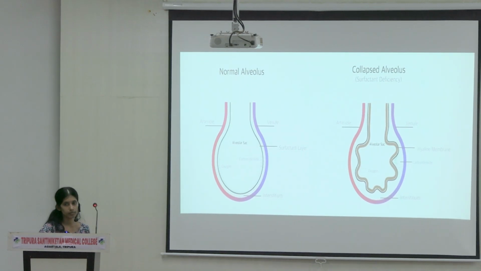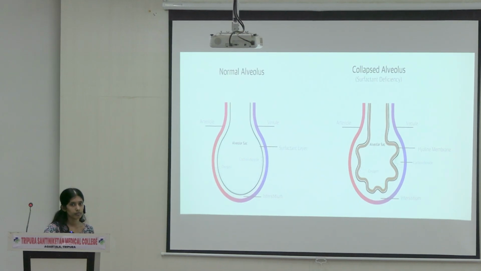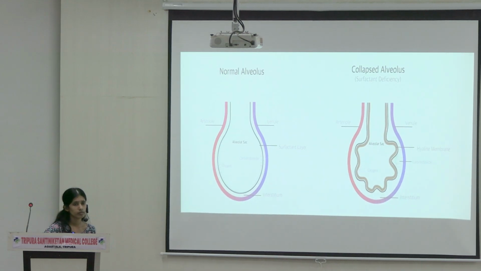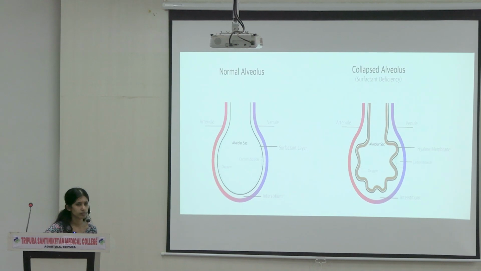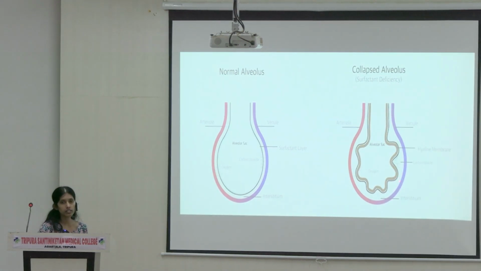What is the difference? Surfactant, formation of hyaline membrane. Any other answers? In the second picture, there is a deficiency in the surfactant which is leading to the collapse of the alveoli. Okay, fine. Here the exchange of gas is difficult compared to the normal structure.